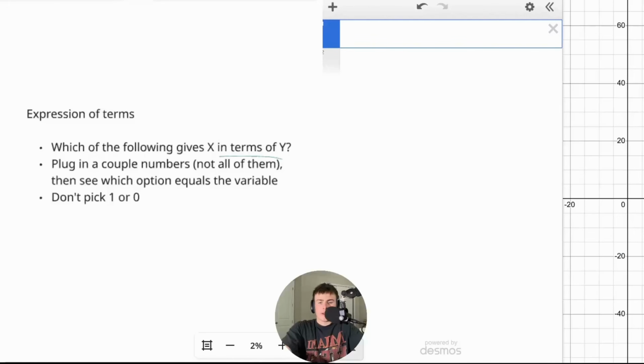And yeah. Okay, now we have expression of terms. Some people call this isolation. You're basically isolating a variable from the equation. Now, what giveaway for this question type is when it says, which of the following gives something in terms of something. In terms of something is your giveaway.